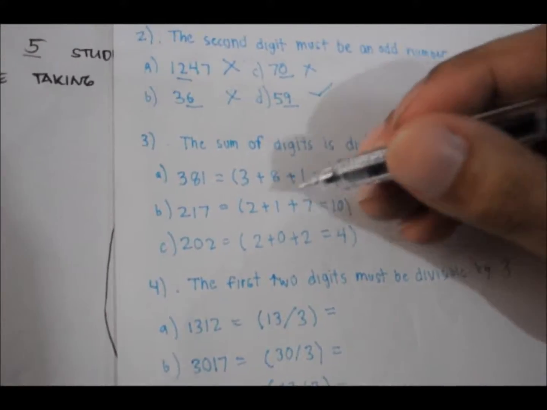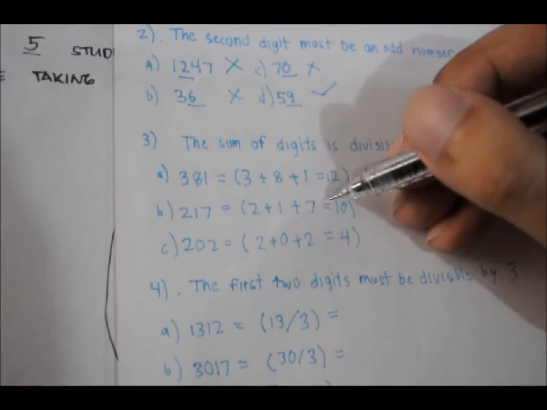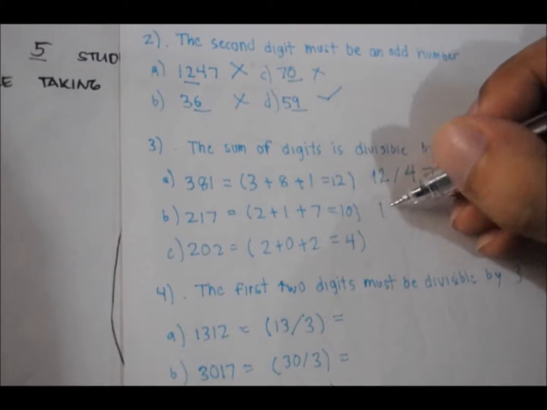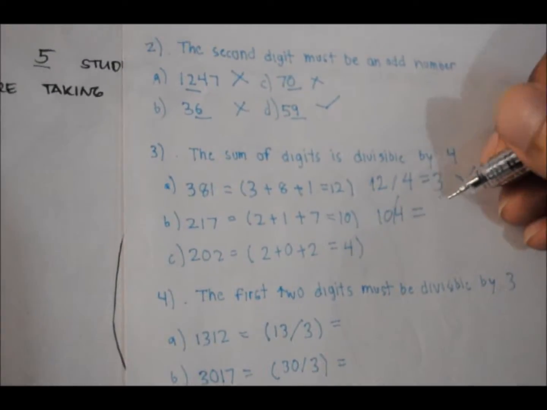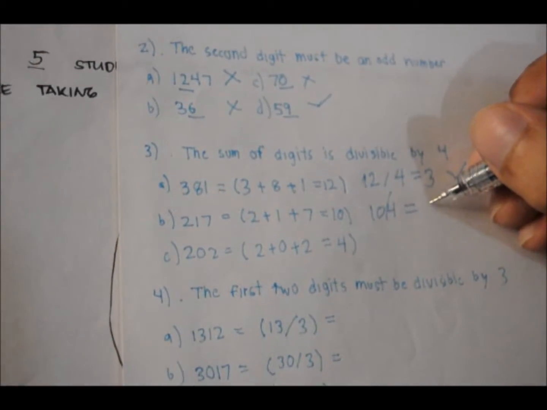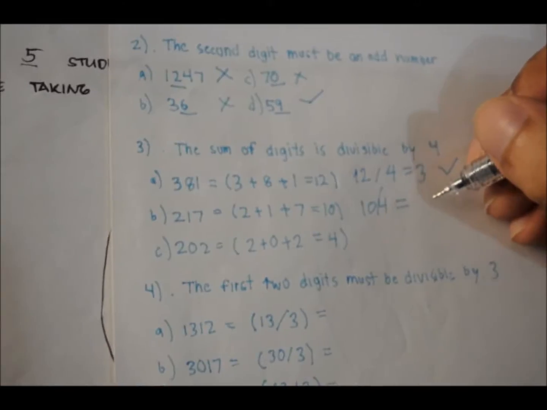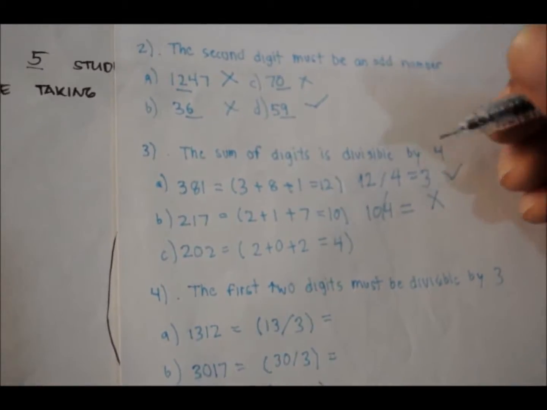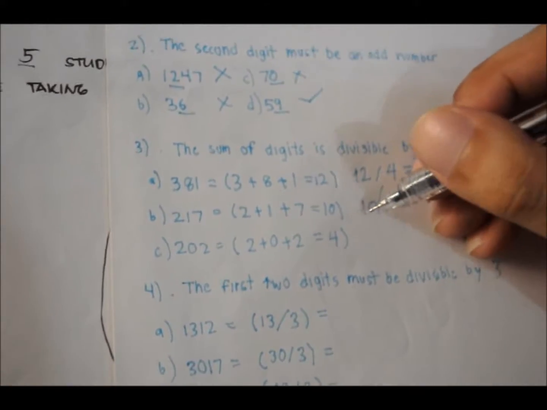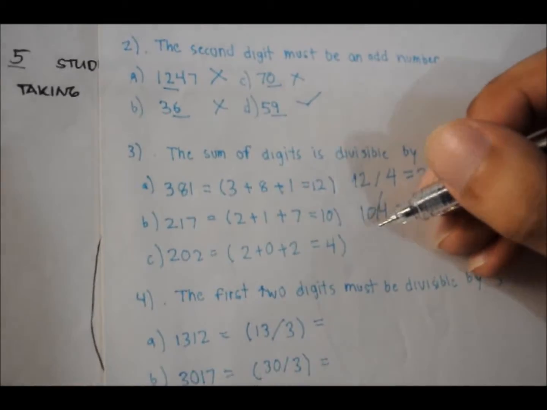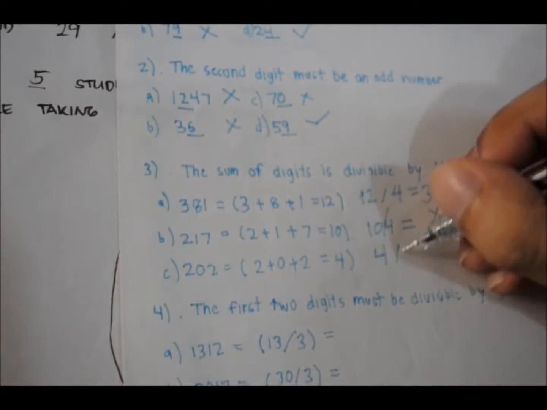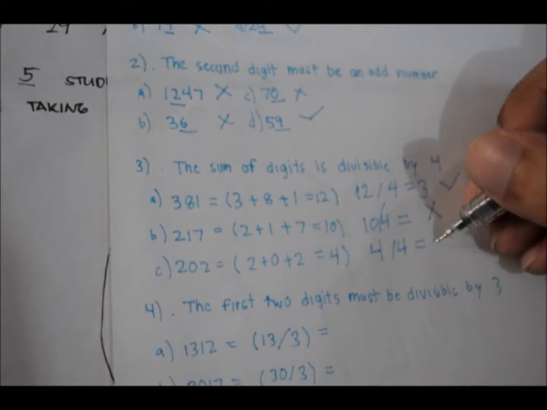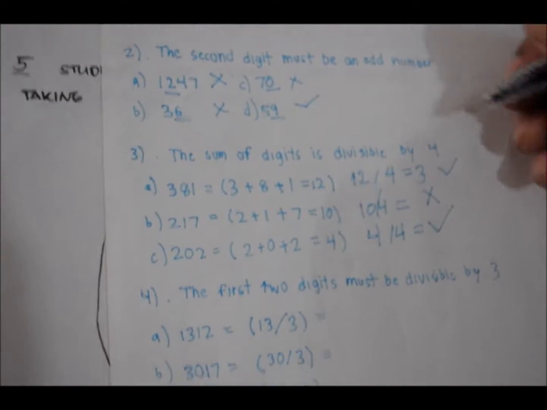217. 2 plus 1 plus 7 is equal to 10. 10 divided by 4 results into something that is not divisible by 4. So X. 202. 2 plus 0 plus 2 is equal to 4. 4 is divisible by 4, so it satisfies the condition, so yes.